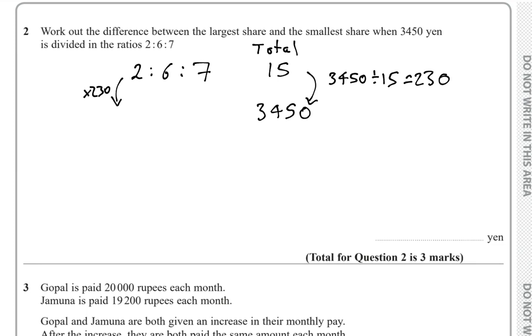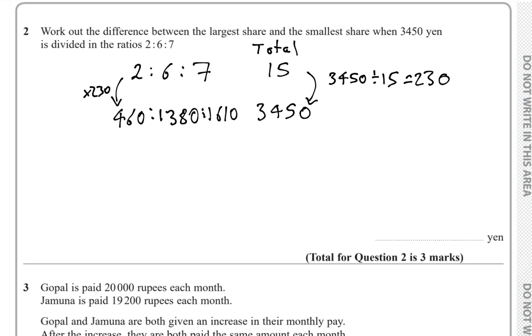230 times 2 is 460, 230 times 6 is 1380, and 230 times 7 is 1610. Okay, we can check that that's correct, just adding those up, and that comes to 3450.